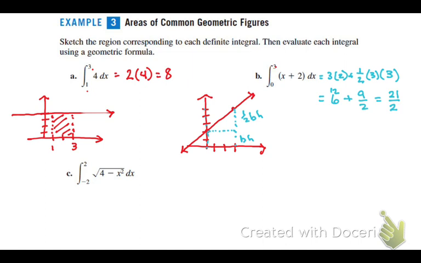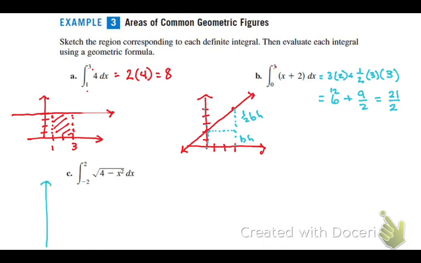Okay, now we have the integral from -2 to 2 of the square root of 4 minus x squared. Well, what shape is that? Well, 4 minus x squared is a circle, yes? So the square root of it would be how much of it? Half. Half a circle.